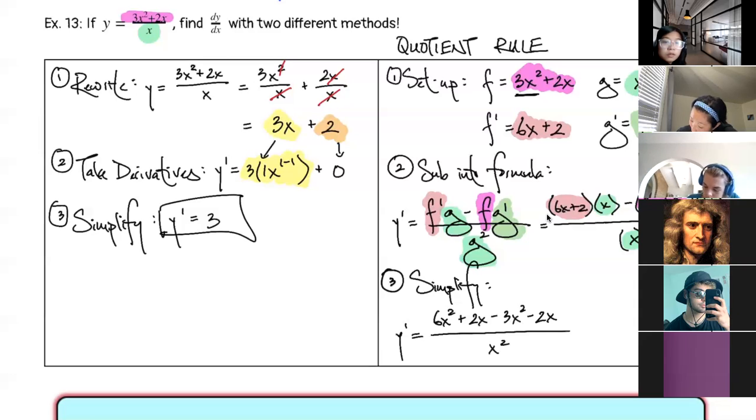But if we did clean this up, we would notice that this 2x and this 2x go to 0. And we get 3x squared over x squared, which gives us 3. Okay. Now, let me ask you the same question I asked you on Monday. For this particular question, do we prefer the first method or the second method?